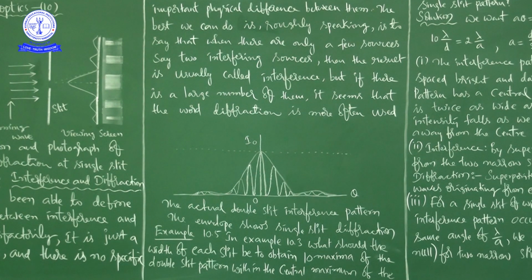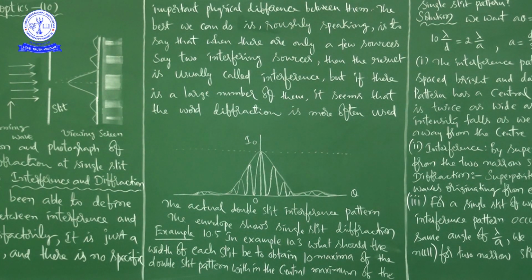Next, the best we can do, roughly speaking, is to say that when there are only a few sources, say two interfering sources, then the result is usually called interference. But if there is a large number of sources, it seems that the word diffraction is more often used, right?